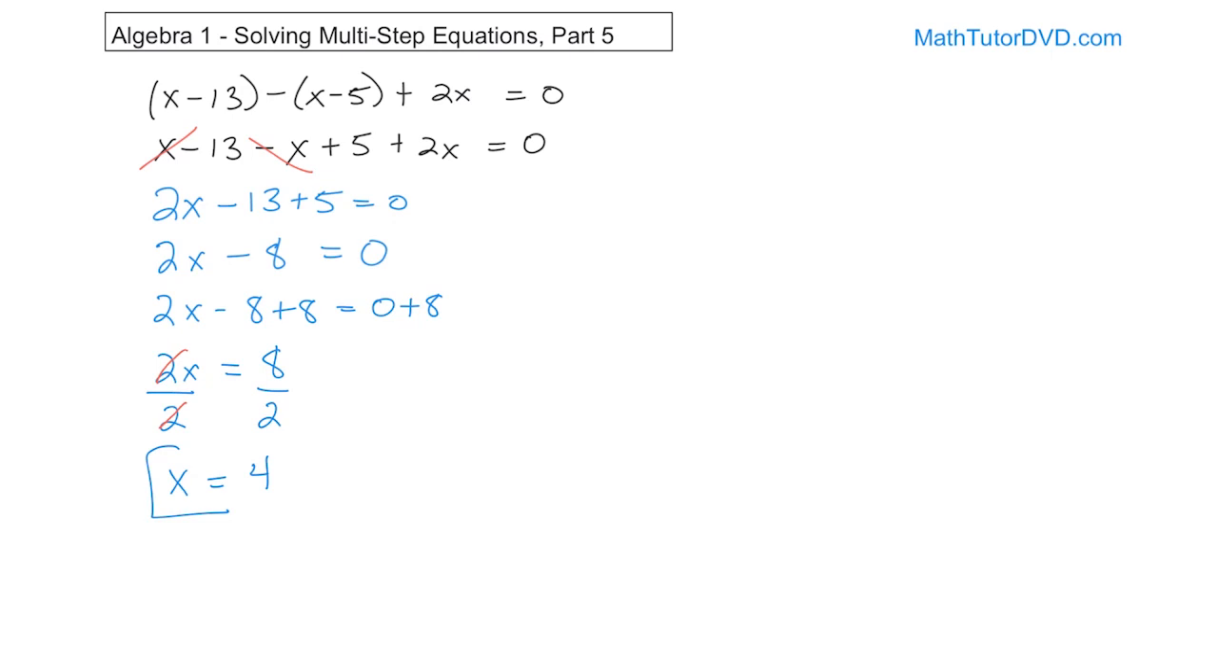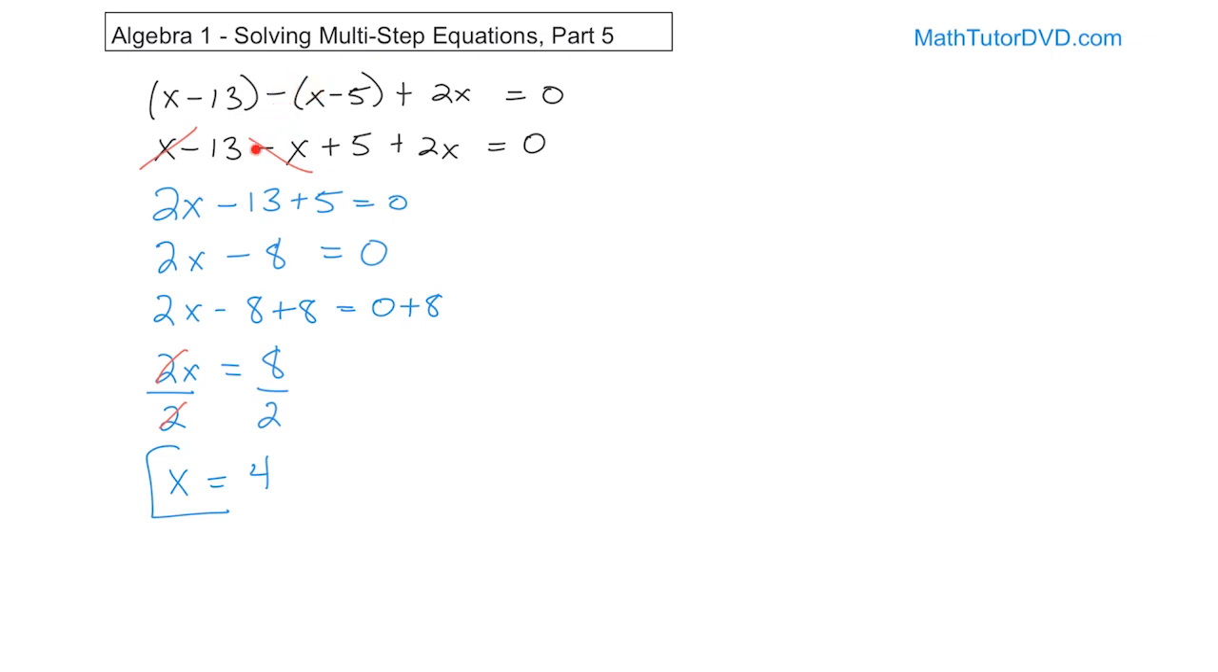The only thing that's interesting about this problem, that you have to be careful about, is what do you do with these parentheses? Here you have an implied 1 out here. And so, yes, you're distributing the 1 in, but what's 1 times x? Well, it's just x. What's 1 times negative 13? It's negative 13. So you can drop the parentheses here. But here it was negative 1. There's an implied negative 1 here.